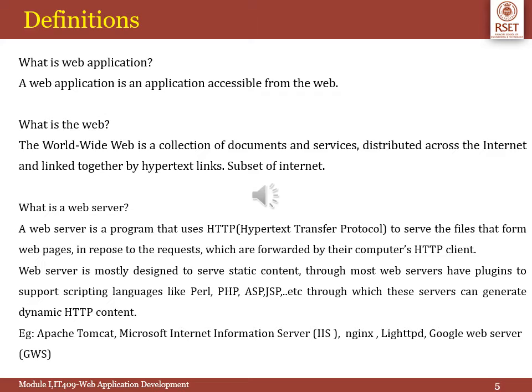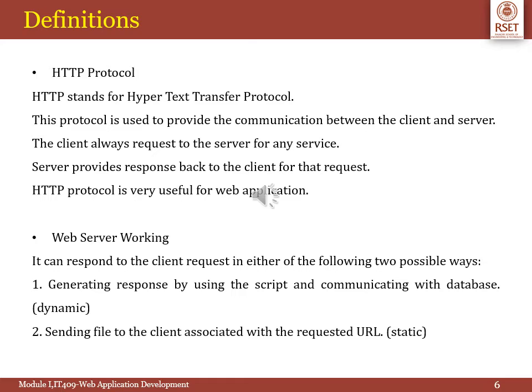The primary function of a web server is to store, process, and deliver web pages to clients. The communication between client and server takes place using the HTTP protocol. HTTP stands for Hypertext Transfer Protocol. This protocol is used to provide the communication between the client and the server. The client always requests the server for any service, and the server provides a response back to the client for that request. HTTP protocol is very useful for web applications.